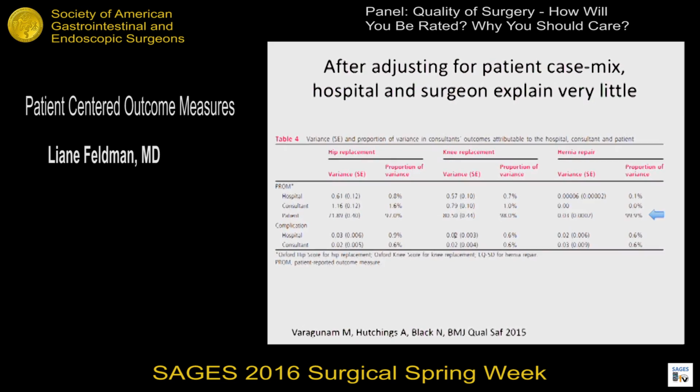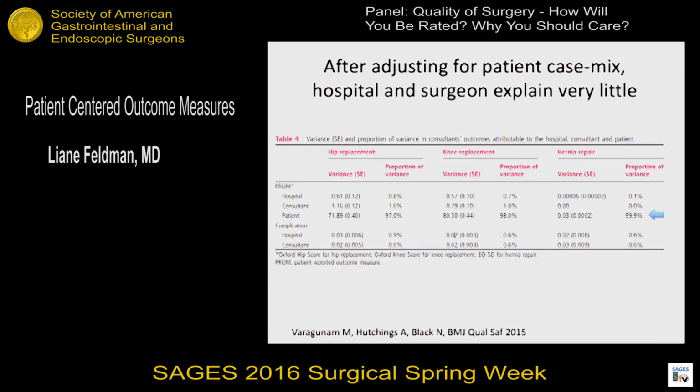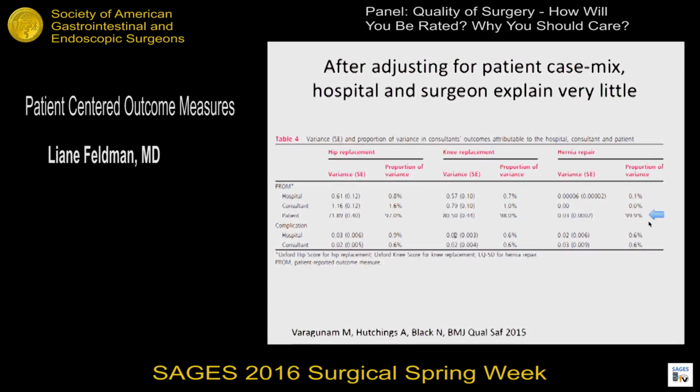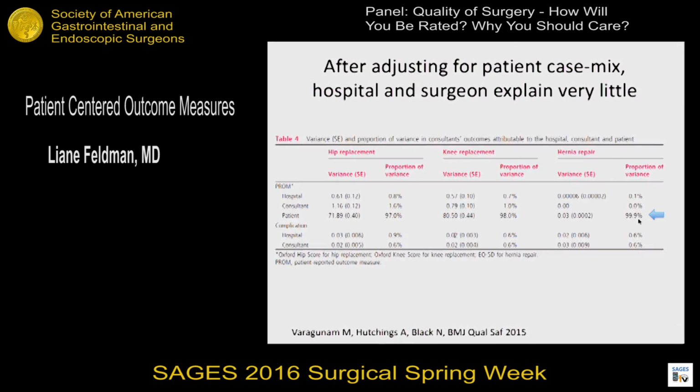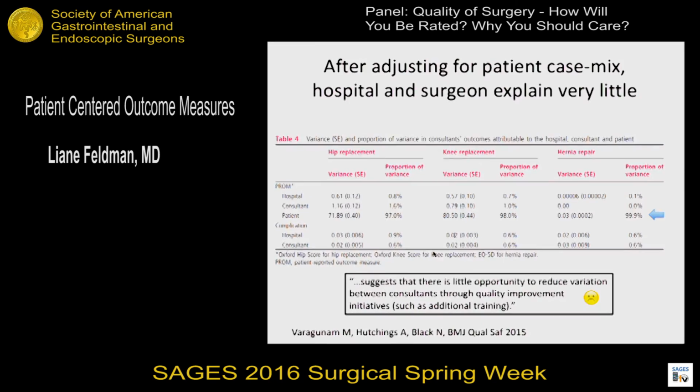So actually, if you adjust for case mix and you do some adjustment based on hospital and surgeon, patient factors explain 99.9% of the variance in outcome when you used PROM for hernia using EQ5D. And the funny thing is that the conclusion of this paper, and you can tell it was not written by a surgeon, was that this suggests there is little opportunity to reduce variation between consultants through quality improvement initiatives such as additional training.